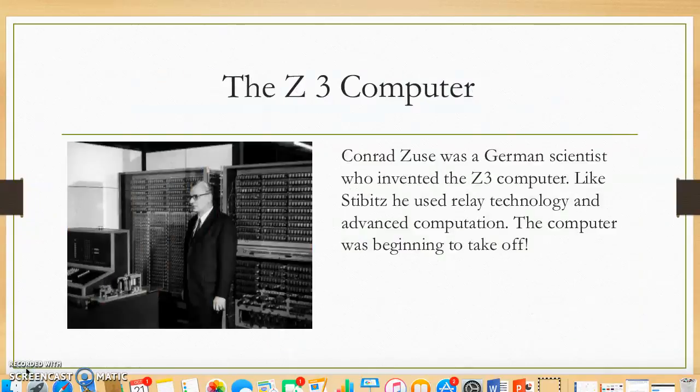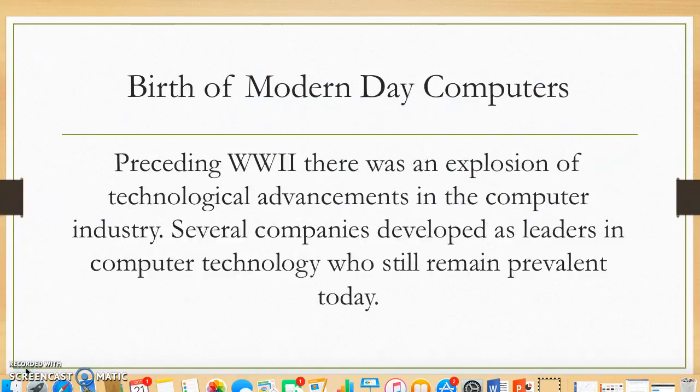The Z3 computer, which was created by Konrad Zuse, a German scientist, also used relay technology and advanced computation. This is when the computer started to really take off. The birth of modern-day computers. Preceding World War II, there was an explosion of technological advancements in the computer industry. Several companies developed as leaders in computer technology who still remain prevalent today.